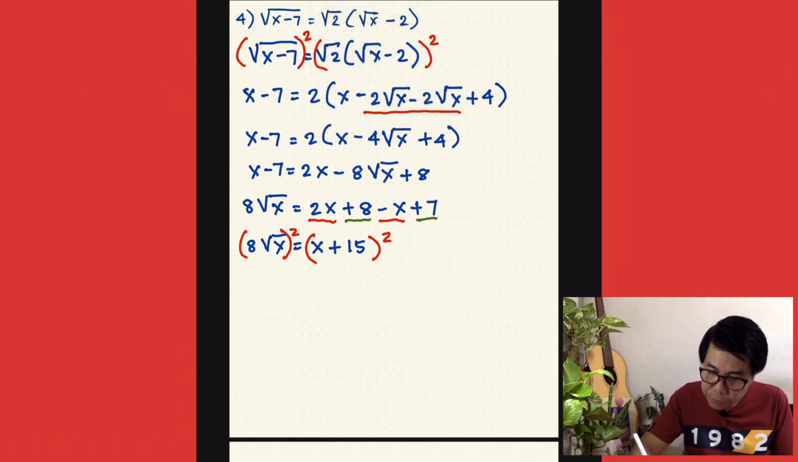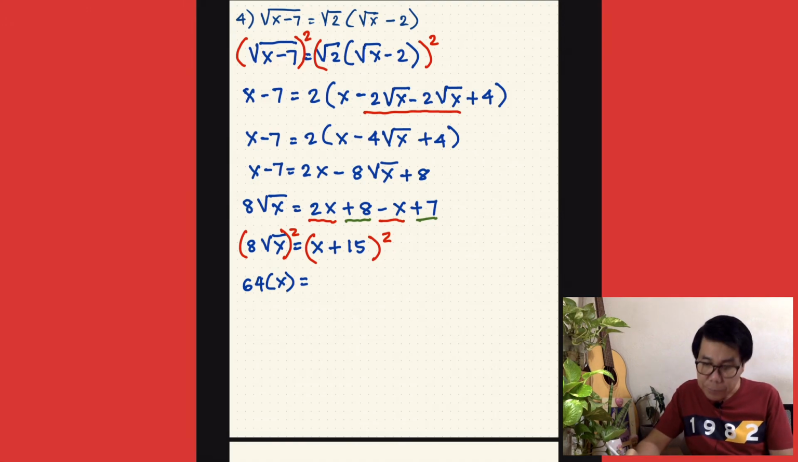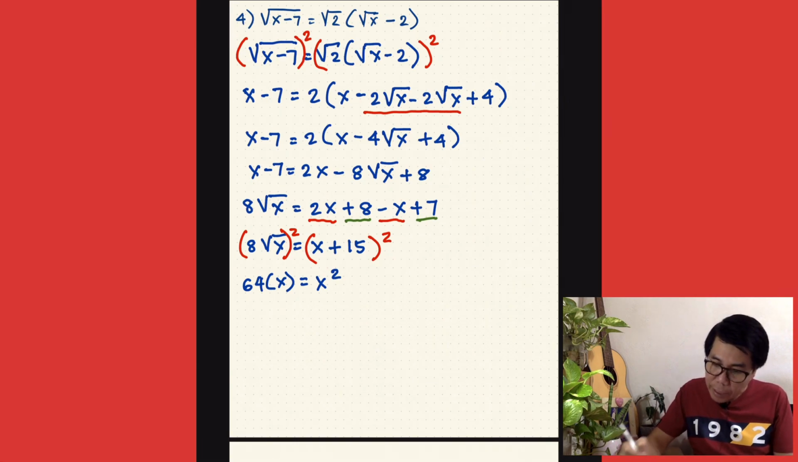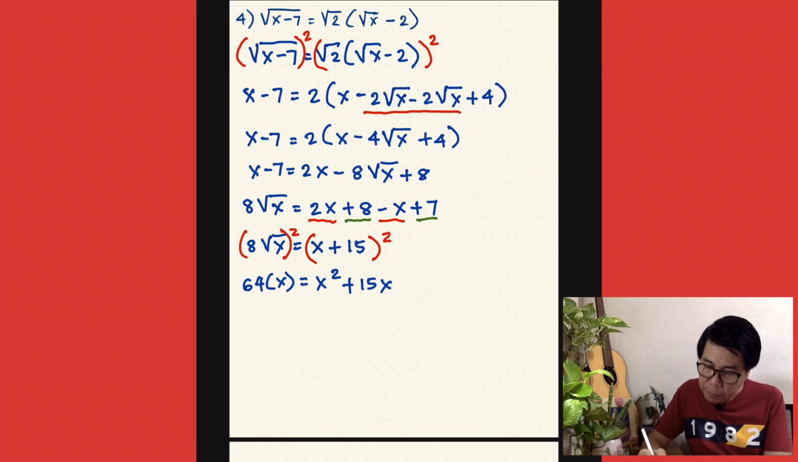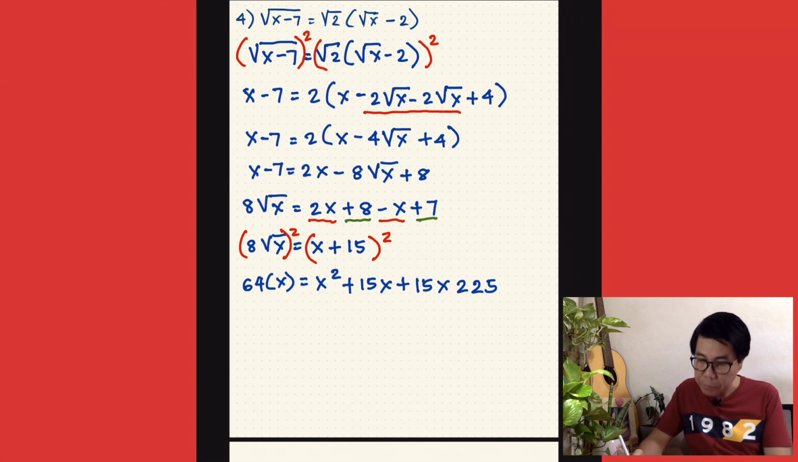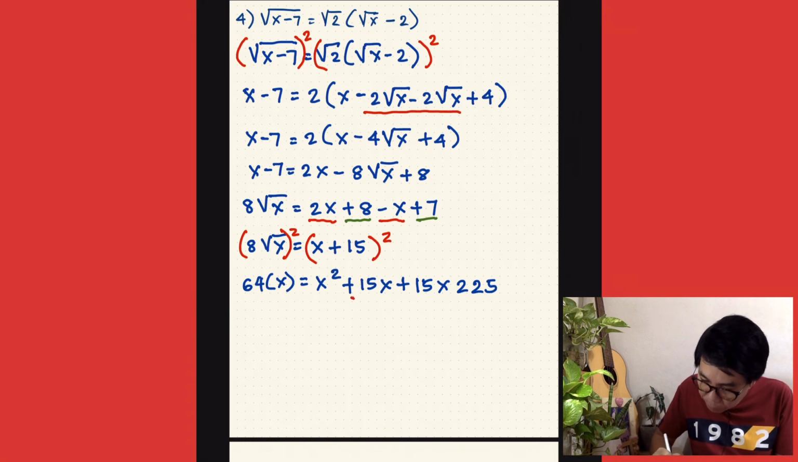Now, what happened now is 8 times 8 is 64 times x equals, okay, FOIL again. We have x times x is x squared. Then x times 15 is positive 15x. Then 15 times x is positive 15x, and then 15 times 15 is 225.